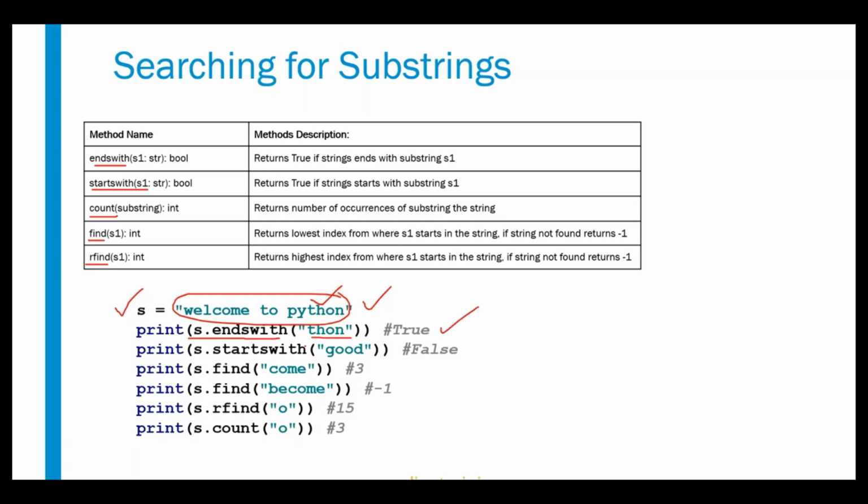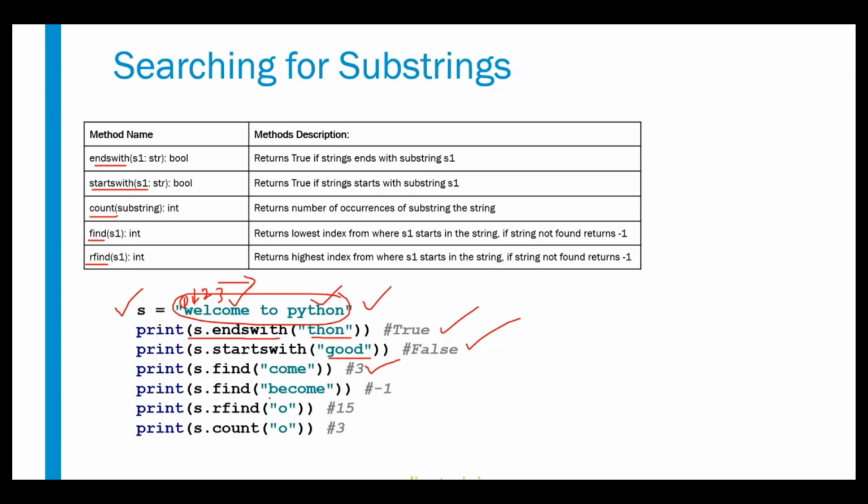So it returns true. Perfectly right. Now s.startswith, it's saying "good". Whether this is starting with "good"? No, right? It should return false. Now the s.find function. The find function verifies whether "come" is there in the whole string or not. "come" is present here. So where it is present, that location it will return. Here the index starts from 0, so 0, 1, 2 and the third position. From the third position "come" is located, so it will give you the starting index where "come" starts.